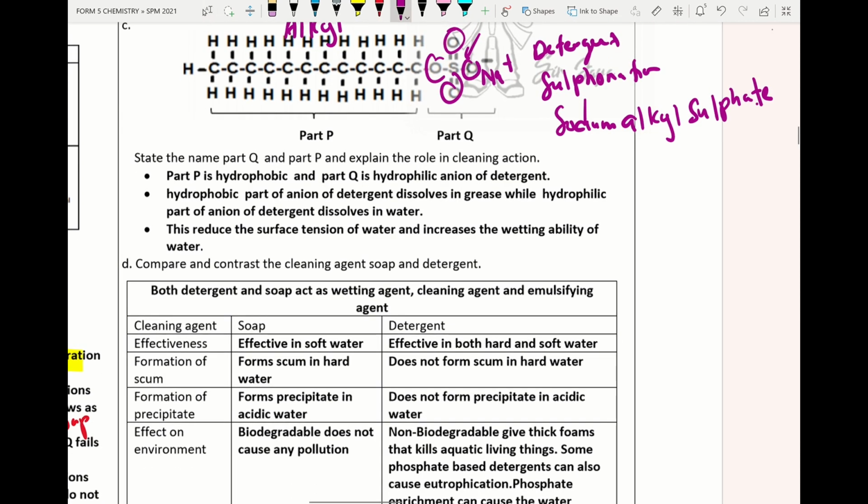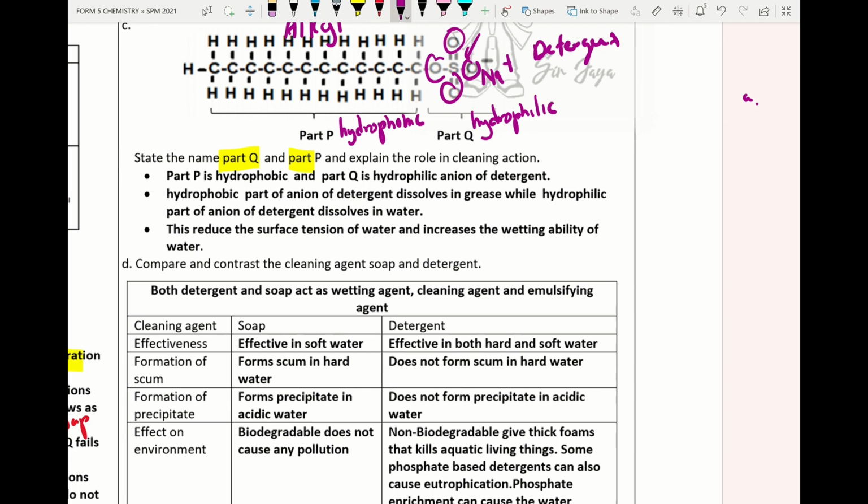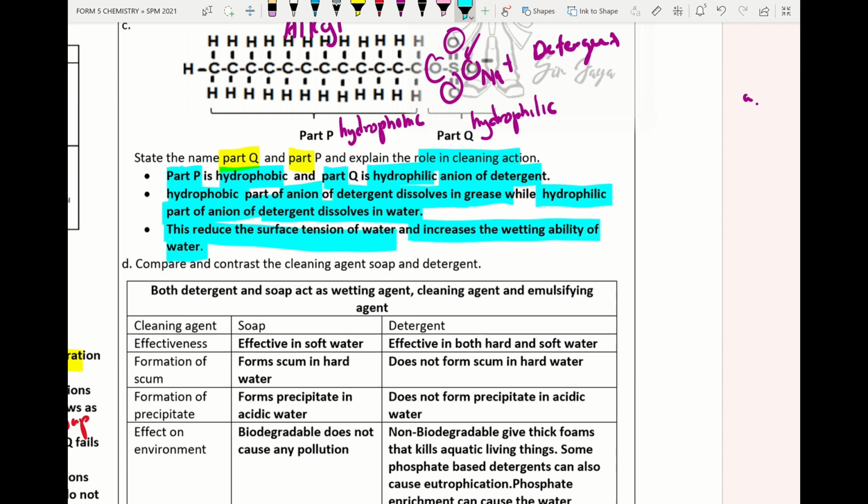State the part P and part Q. So this part P will be hydrophobic region, and this part Q will be hydrophilic. Then explain the role in cleaning action. Part P is hydrophobic and part Q is hydrophilic. The hydrophobic part of the anion of detergent will dissolve in grease, while the hydrophilic part of the anion of detergent will dissolve in the water. This will reduce the surface tension of water and increase the wetting ability of the water.